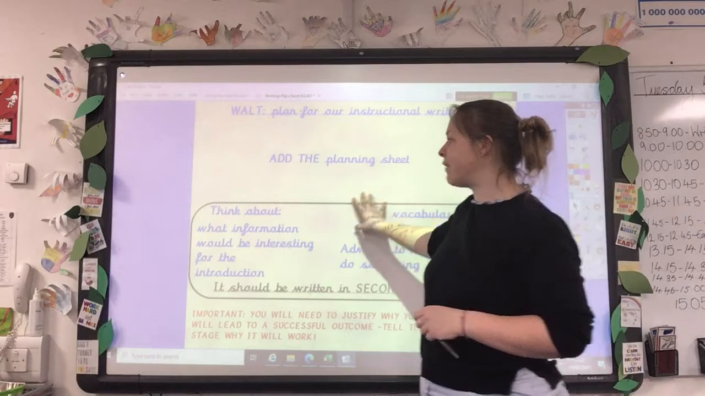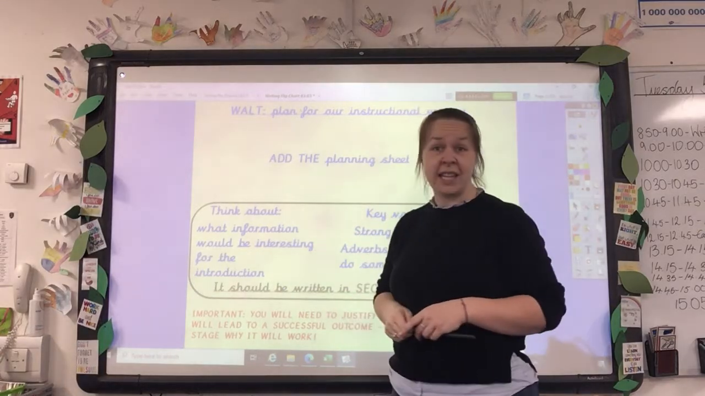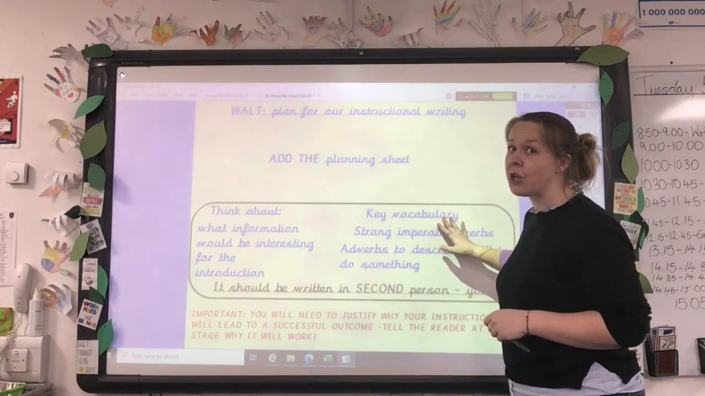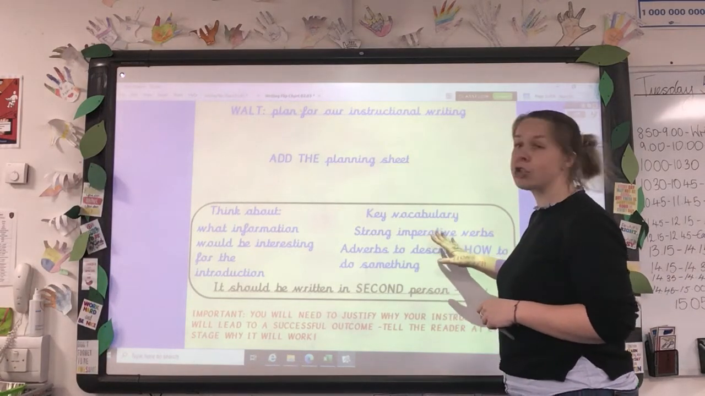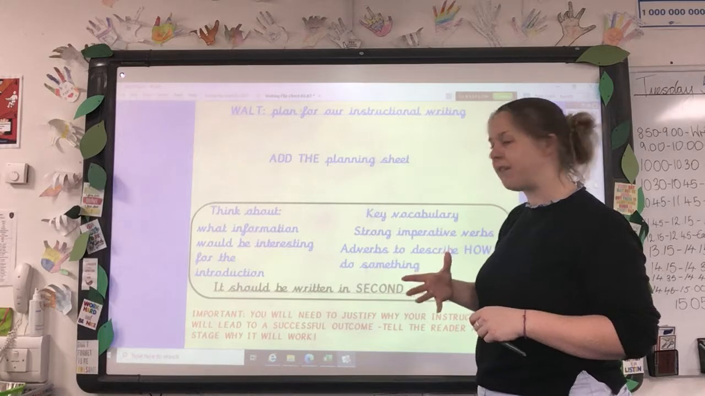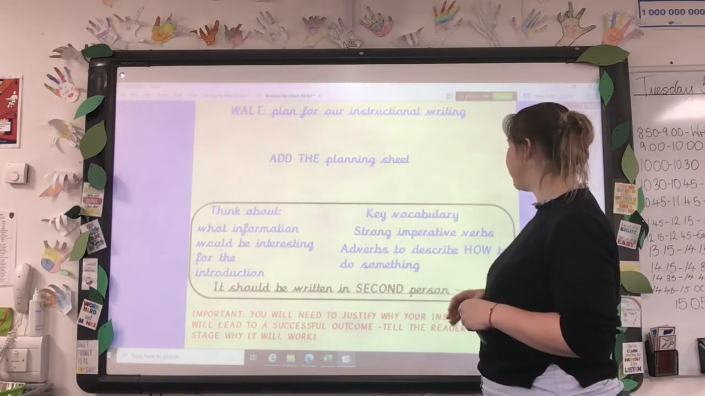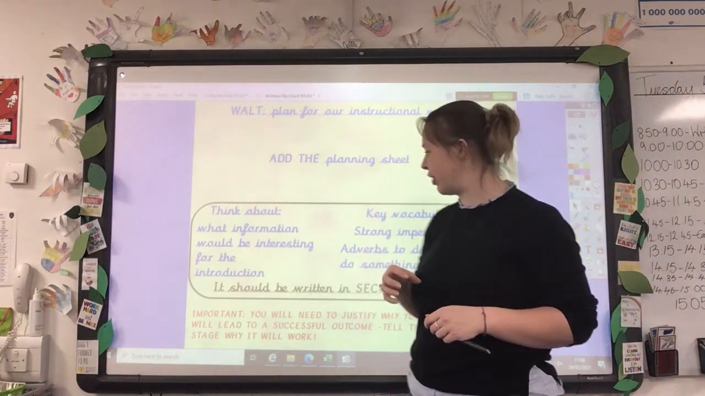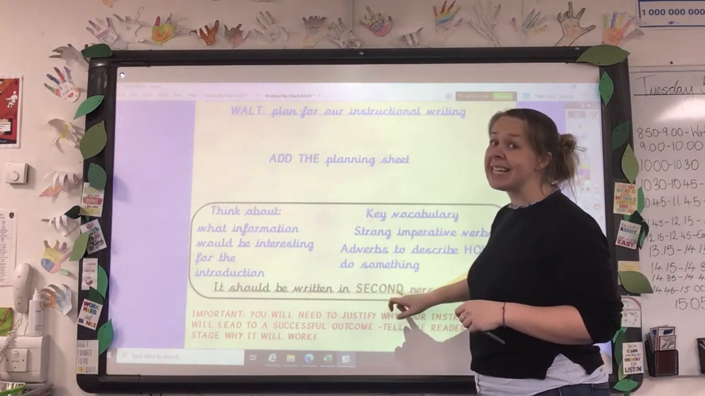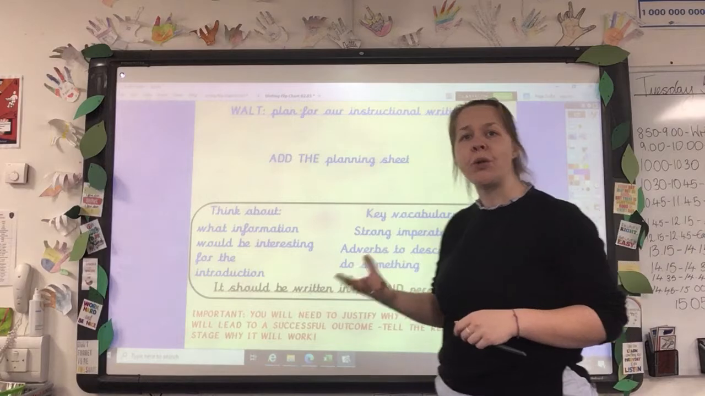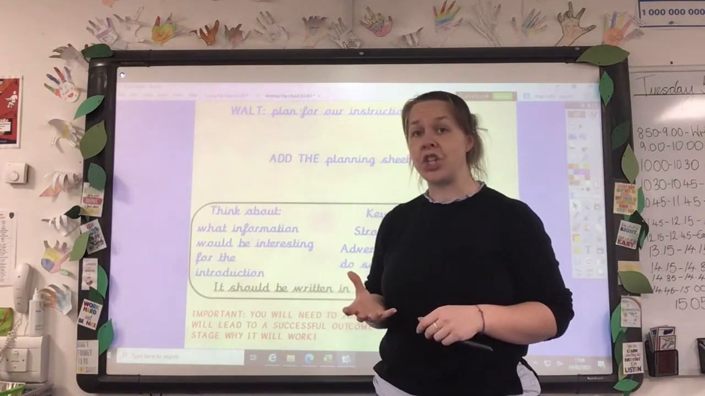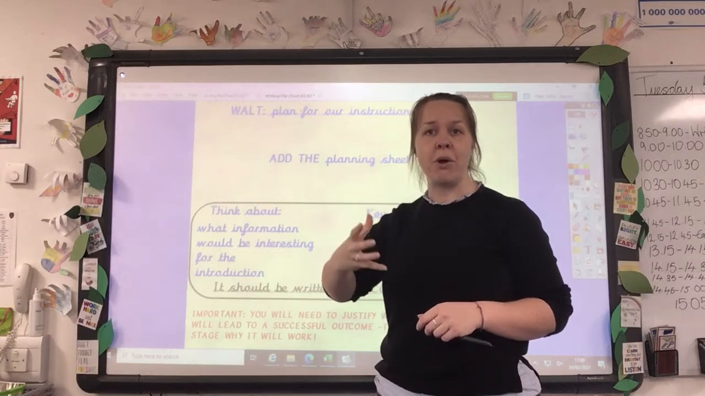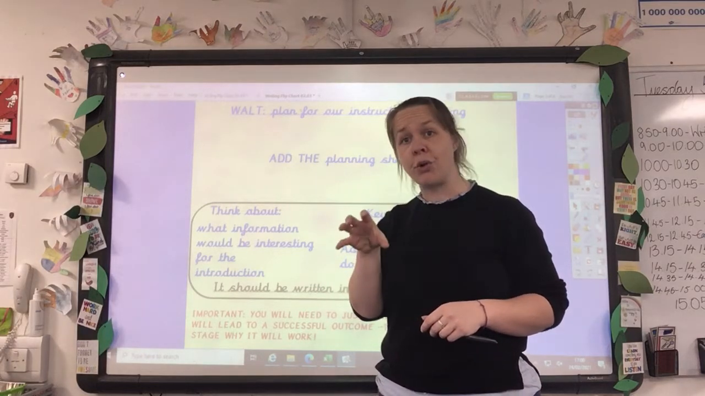So you're going to have to think about what information would be interesting for the introduction. And then think about your key vocabulary that you want to add and your strong imperative verbs, remember those bossy verbs. And those adverbs to describe how to do something. Give the reader that extra information. Remember, it should be written in second person because you're talking to your reader. You might not use the word you, but when you're giving those bossy verbs, pour, put, take, you're talking to your reader, aren't you?